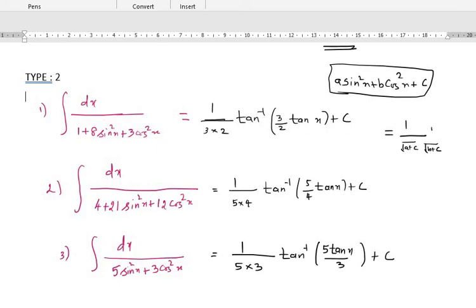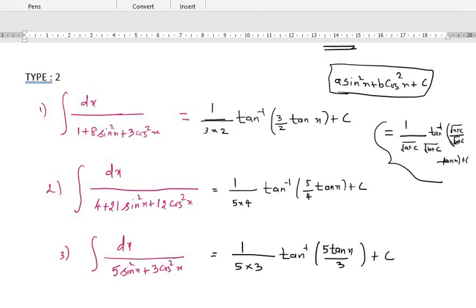Understood? And tan inverse of, again here what do I have to put? A plus c by root b plus c into tan x plus c. That's all. This is the formula. Understood? This is the technique behind here.